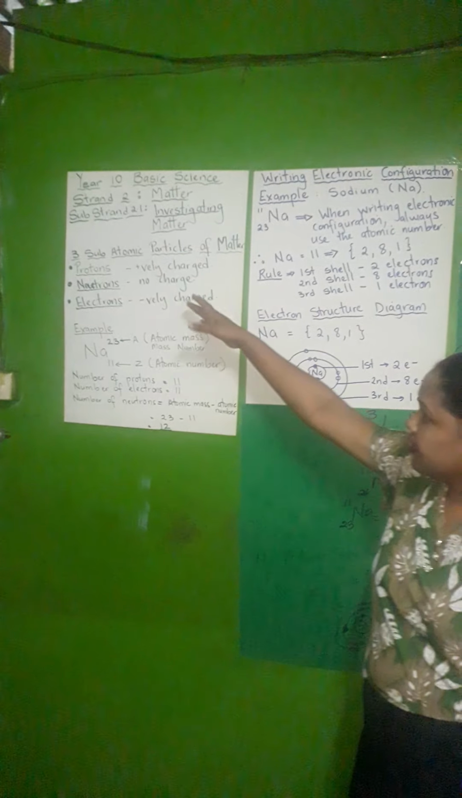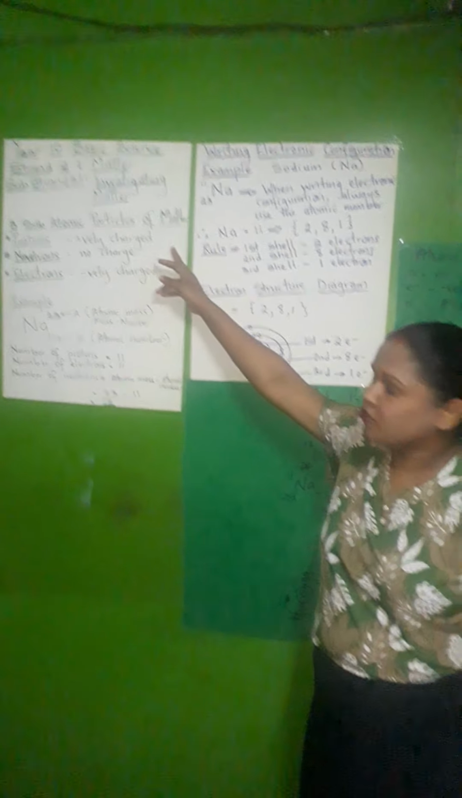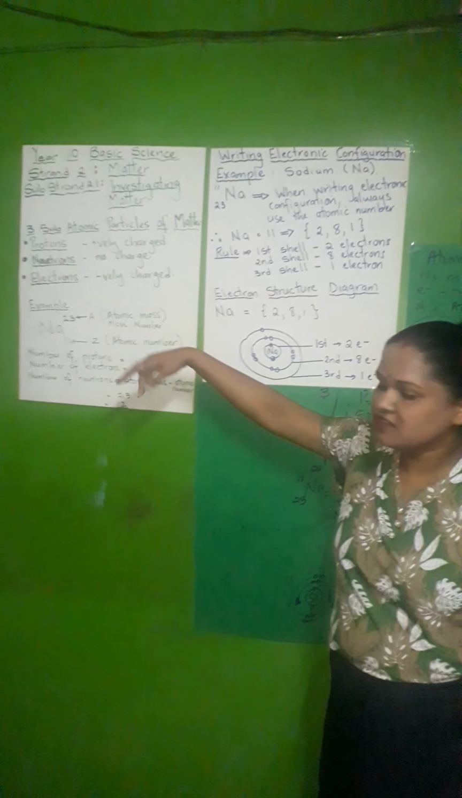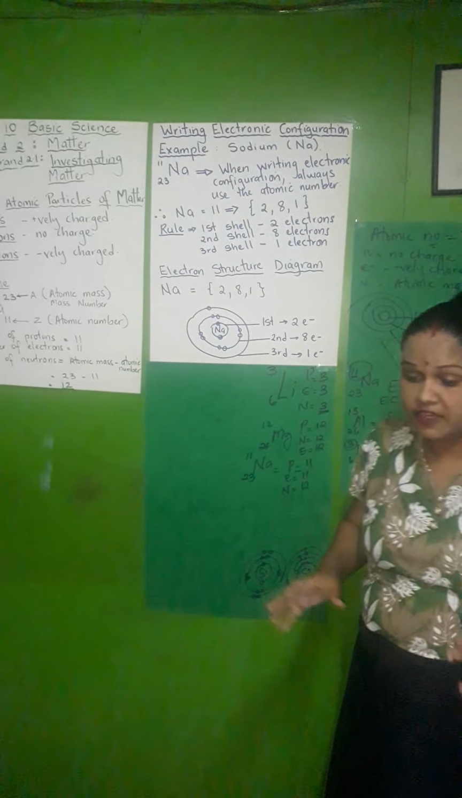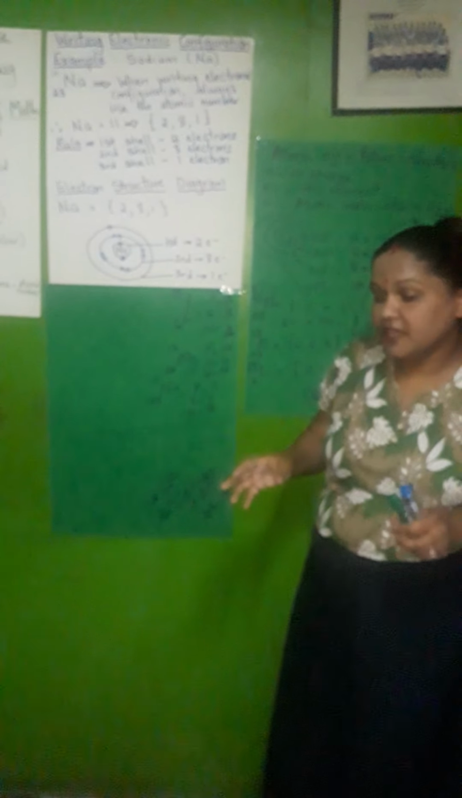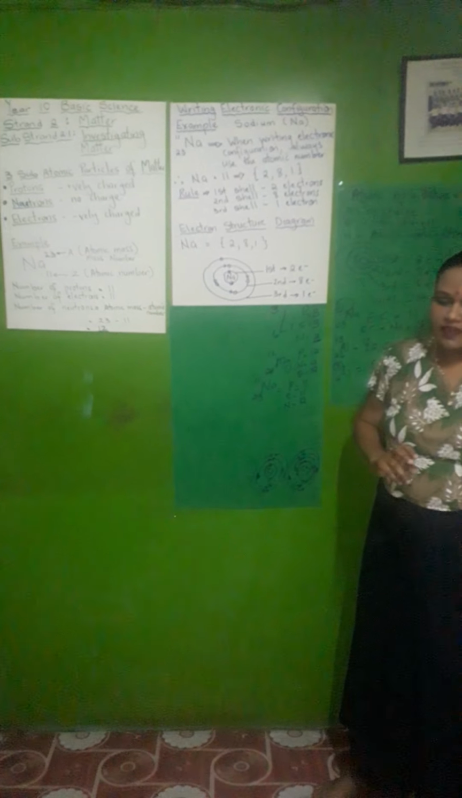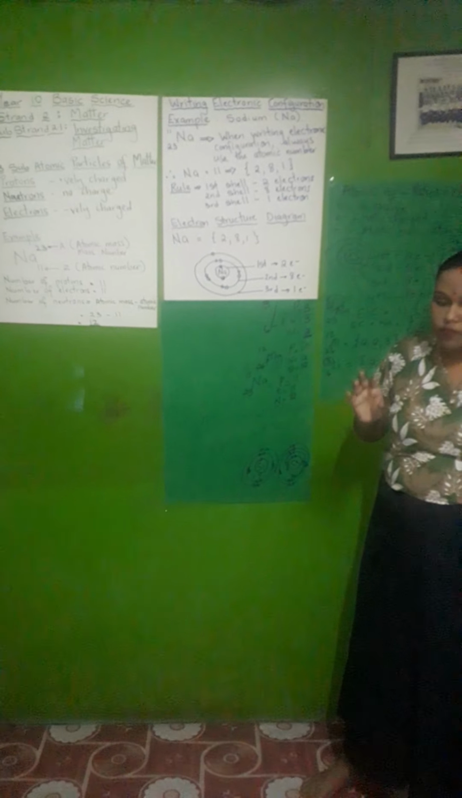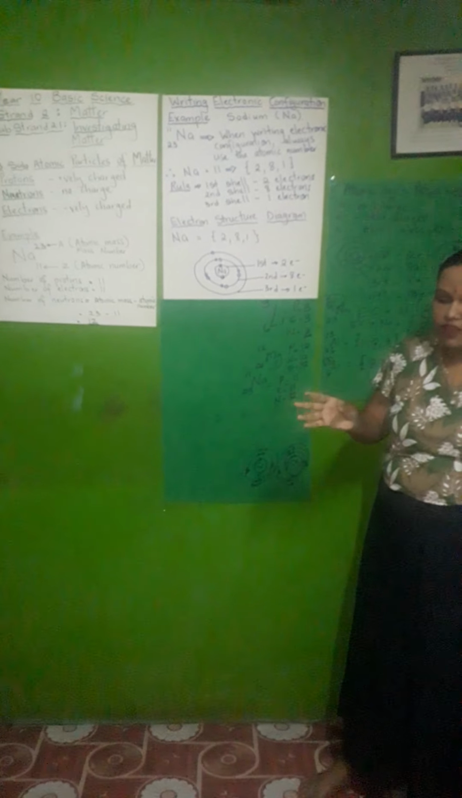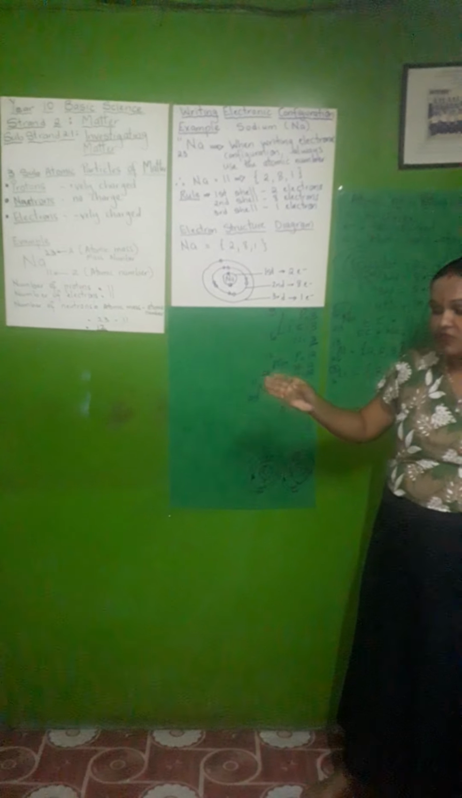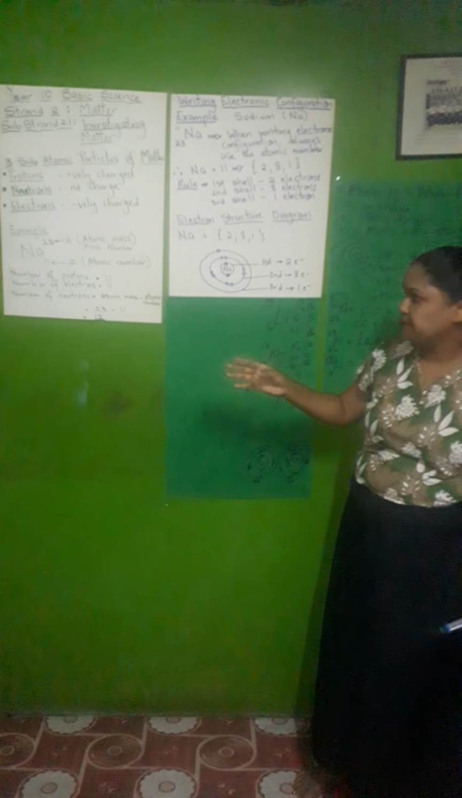Remember, we learned about the 3 subatomic particles of matter, that is protons, neutrons and electrons. I have already elaborated that protons are always positively charged and they are tightly packed in the nucleus. Neutrons do not have any charge at all, however they are found in the nucleus as well. Then your electrons, these are negatively charged, and remember your number of protons is equal to your number of electrons, that is also equal to your atomic number.